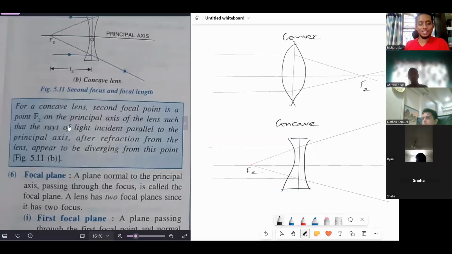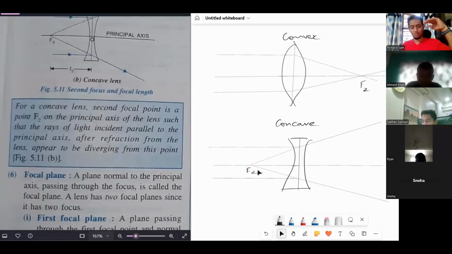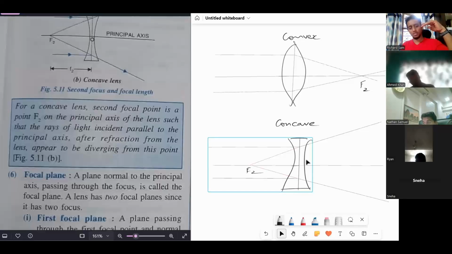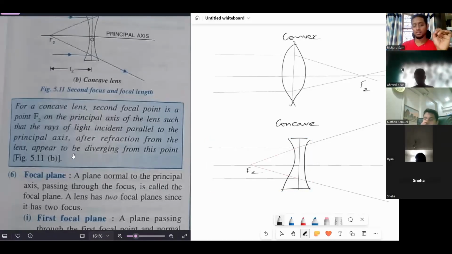second focal point is a point F2 on the principal axis of the lens such that the rays of light incident parallel to the principal axis, after refraction from the lens, appear to be diverging from this point.